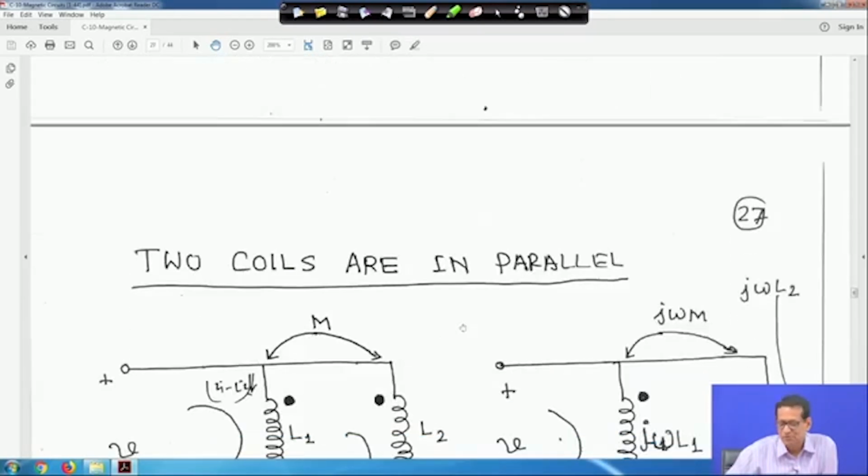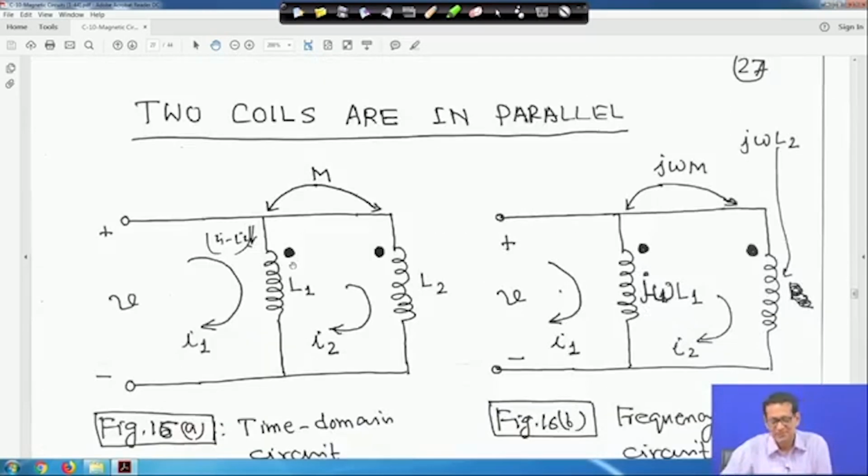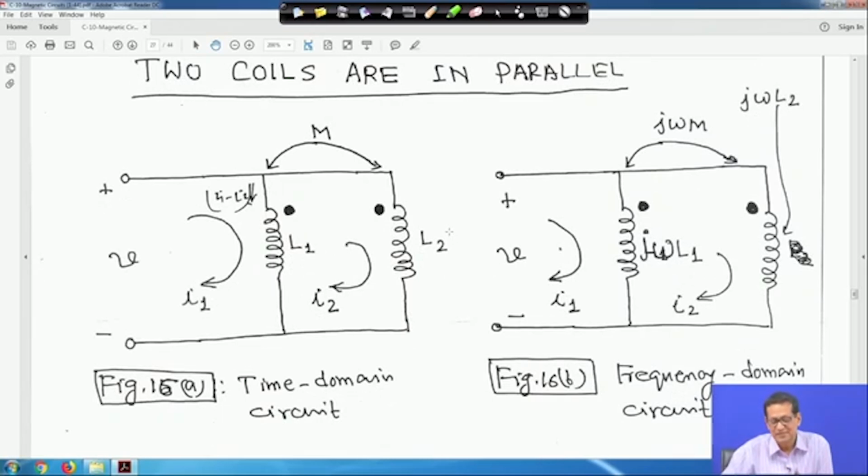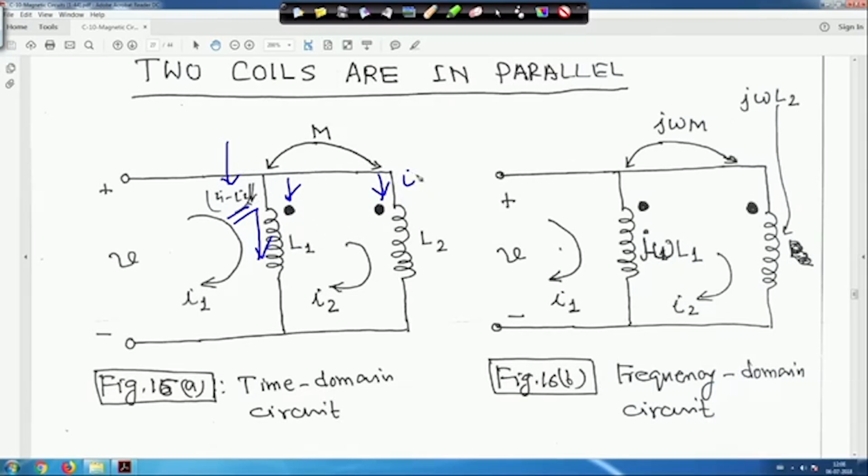Now, when two coils are in parallel, that was series, and now this is parallel. Here the cyclic currents are taken as I1 and I2. So in the direction of this one, it is I1 minus I2, as marked here, and here the current is I2. That means I1 minus I2 is entering the dot, and the current I2 is also entering the dot.